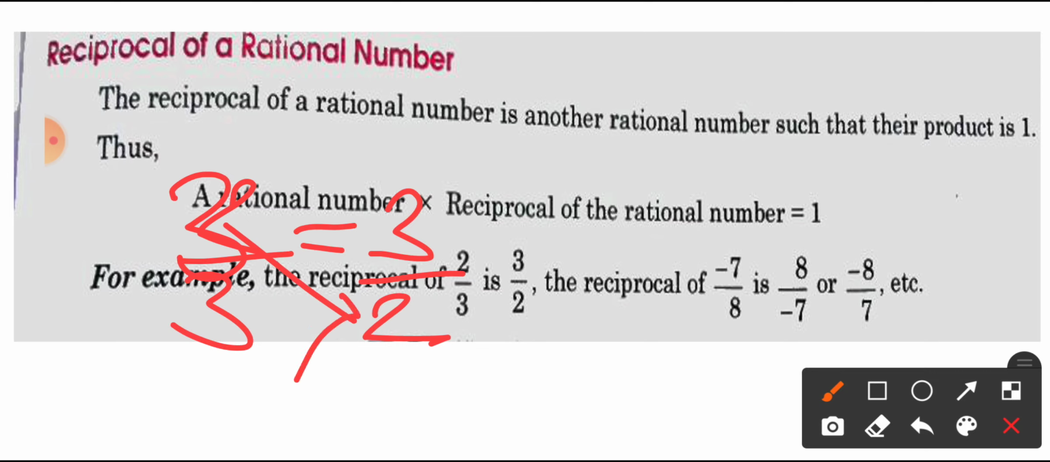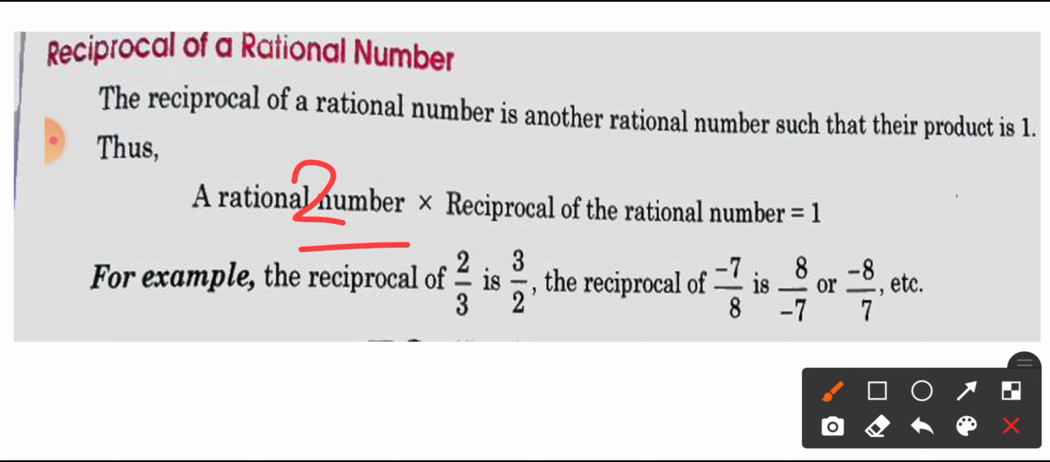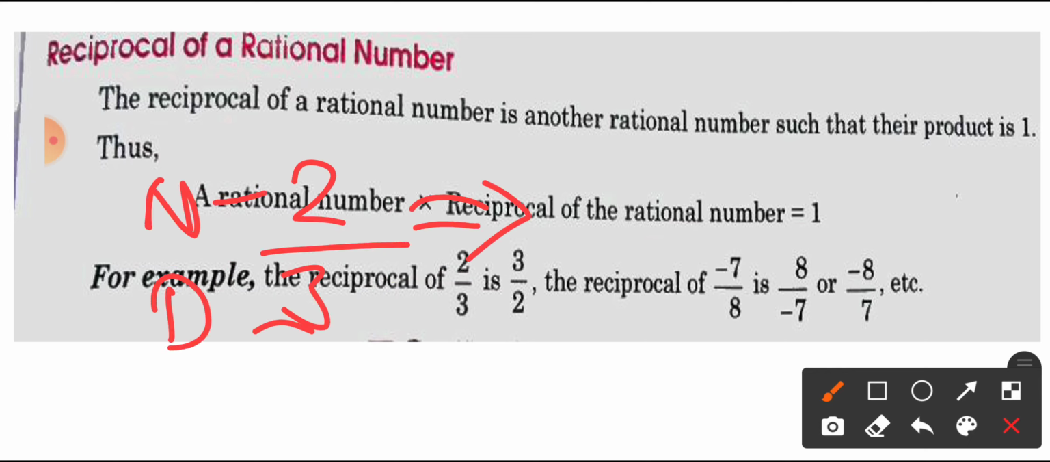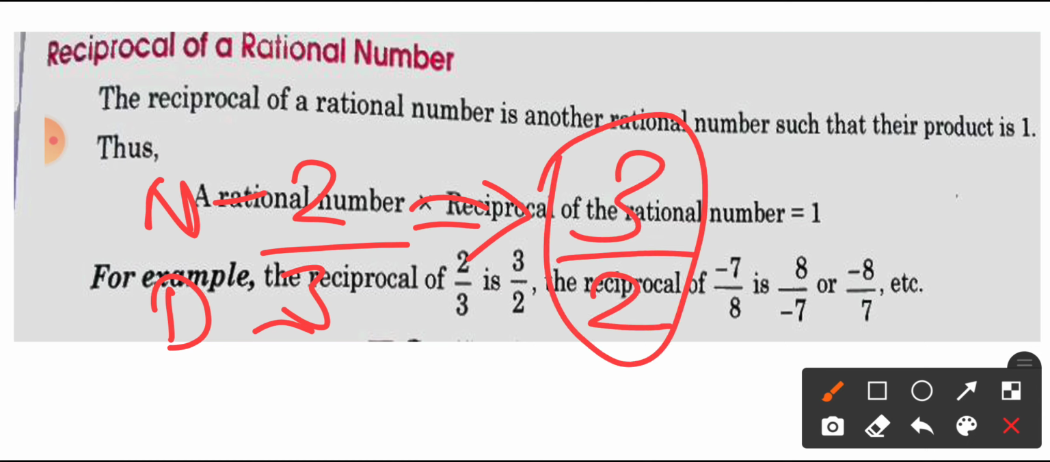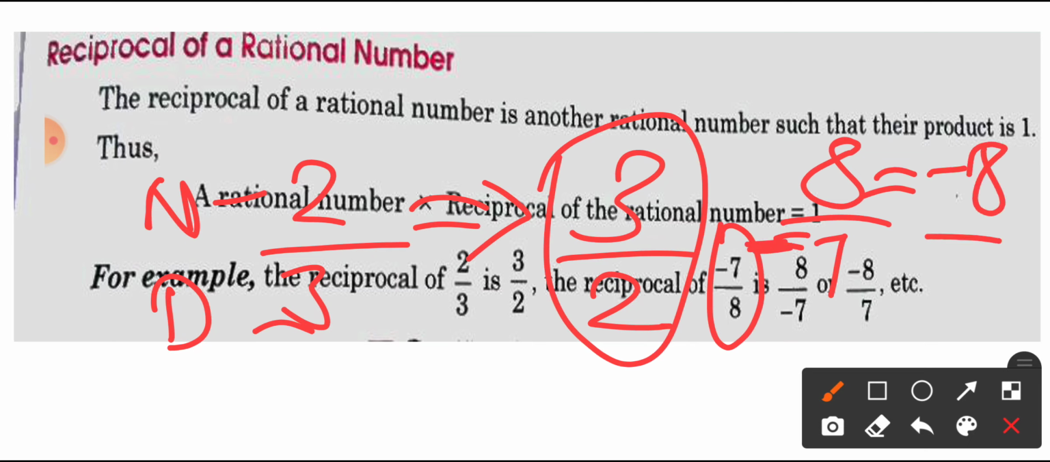Here the denominator will be written as 2. 2 by 3 is given. Here the numerator is 2 and the denominator is 3. So its reciprocal will be 3 upon 2. Only you have to interchange the numerator and denominator. Same here. What is the reciprocal of minus 7 by 8? It will be 8 by minus 7. Or if the sign is given in the denominator, you can also write it as minus 8 upon 7. So this is the reciprocal.